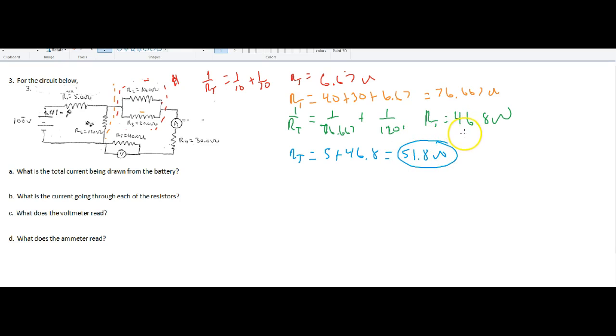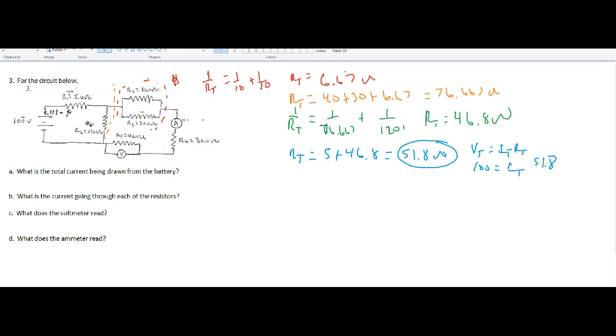So now I'm going to play the game. Are you ready for the game? Let's play the game. How do you play the game? This is how you play the game. You go, all right, my resistance, sorry, I'm going to get ready to do this thing. I'm going to go that my V total equals I total times R total. So V total is 100. My I total, I don't know, but my resistance total is 51.8.